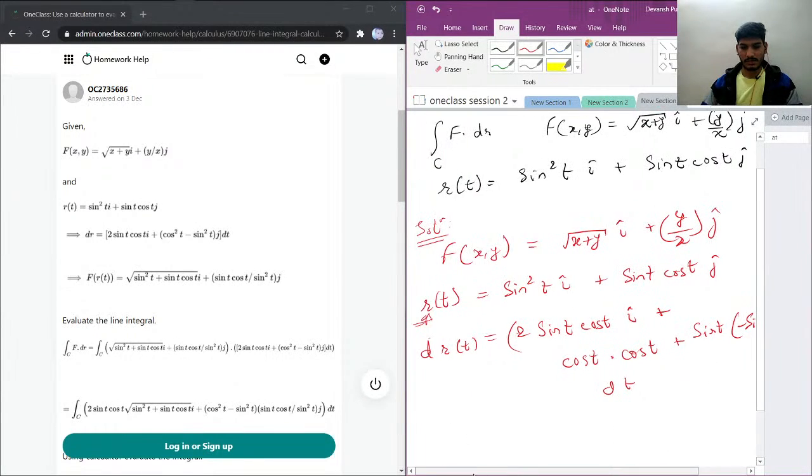So I'll just simplify this. dr is 2 sine t cosine t I cap plus cosine square t minus sine square t j cap, and this will be dt.